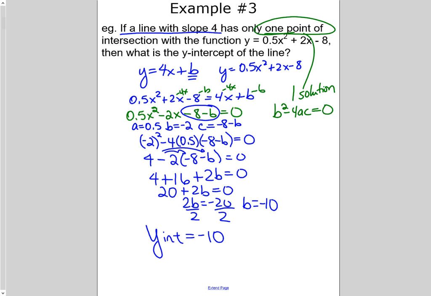Okay, so this is where we took our linear function and we were missing a piece of information. We put it equal to our quadratic, moved everything over onto one side. And because it told me it only had one point of intersection, and therefore only one solution to this equation, I knew I could use my discriminant to solve for that. b squared minus 4ac equals 0 means there's only one solution. Once I plugged all those numbers in, it was just a matter of solving for b. It's a great question.